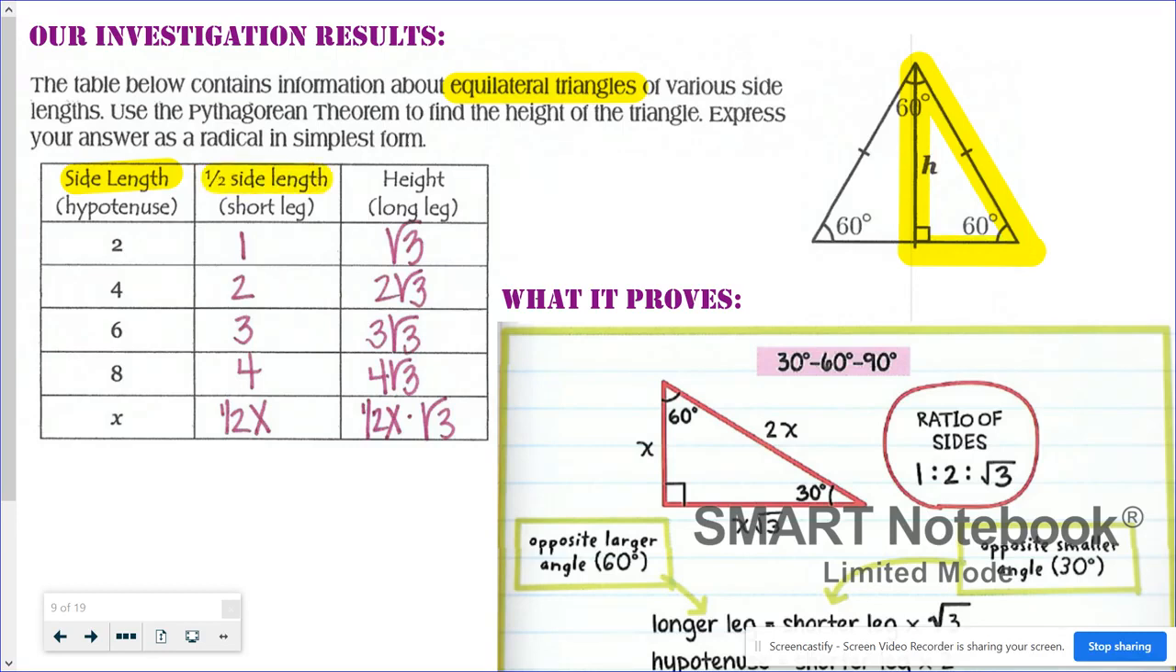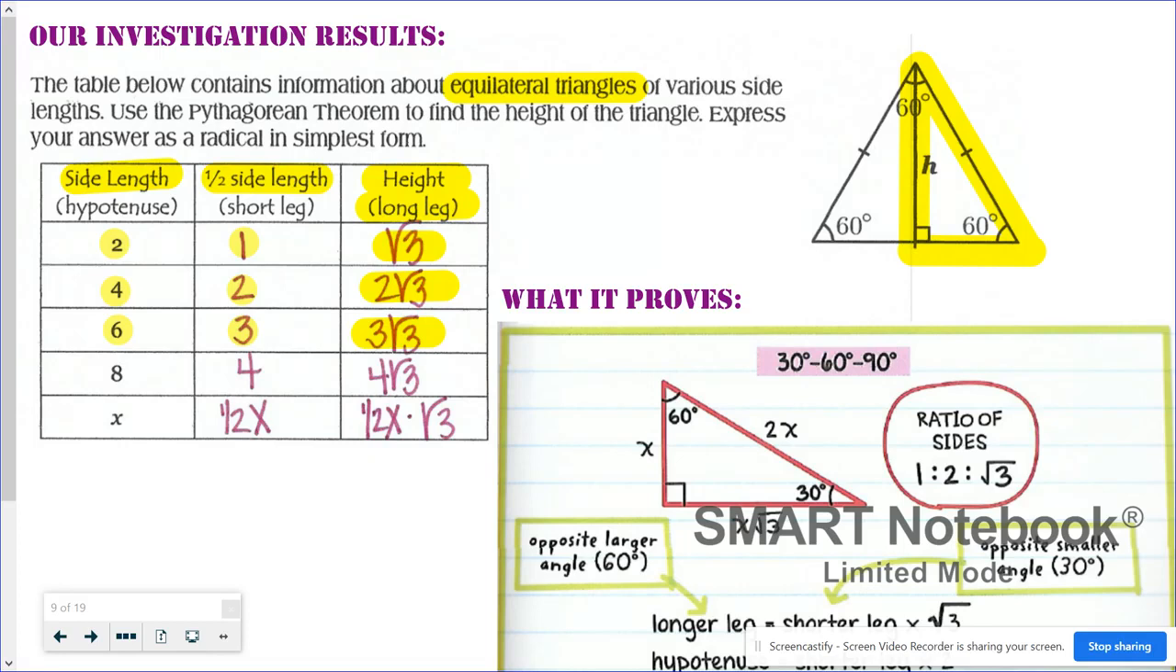And then I asked you to use the Pythagorean theorem to find the height of the equilateral triangle, which is the long leg of that right triangle. Like we already knew, if the hypotenuse is 2, the short side was half of that. The Pythagorean theorem told us that the height is the square root of 3. So if the side is 4, the short leg is 2, and the height is 2 root 3. If the hypotenuse is 6, the short leg is 3, and the height is 3 root 3.